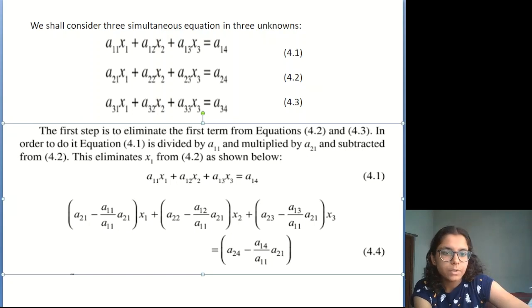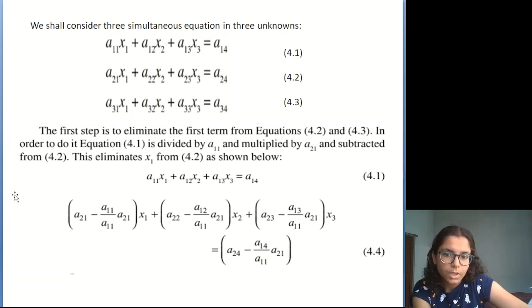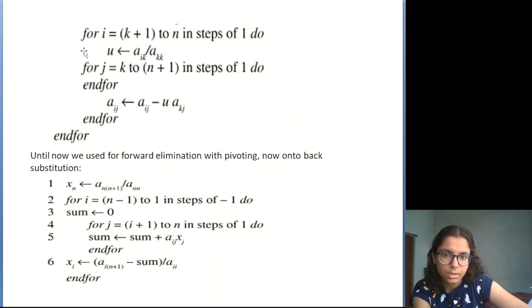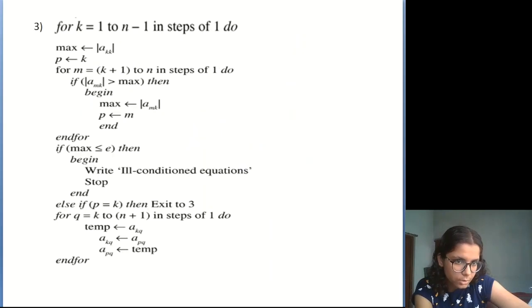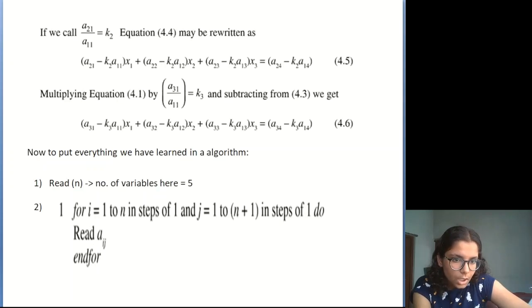Now simultaneously we would take another step. When we have already done this, A11, we would just eliminate the first coefficient. Then after doing this, we would eliminate the second coefficient, and this is the process of doing so. We have the process here.